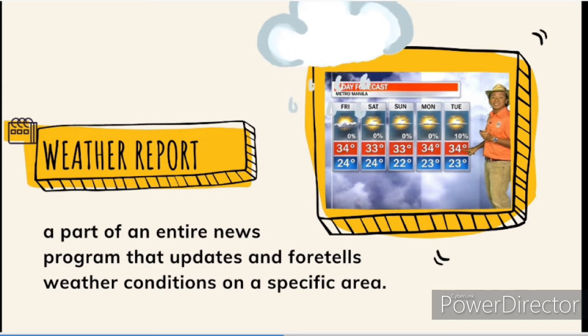Next is the weather report, which is part of an entire news program that updates and foretells weather conditions in a specific area. Weather forecasts are made by collecting data about the current state of the atmosphere at a given place.